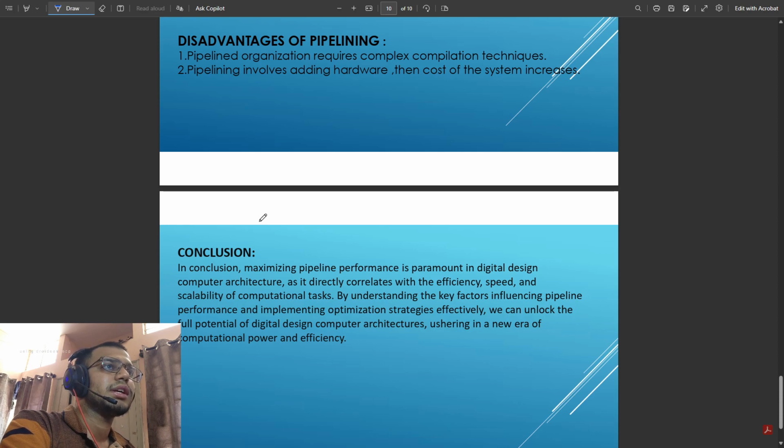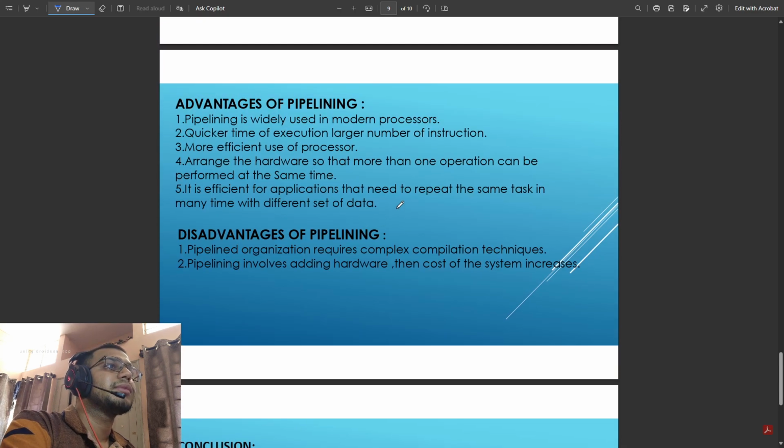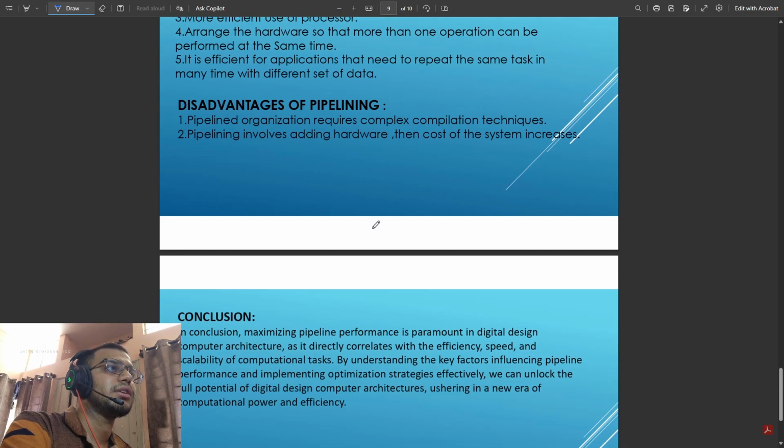So finally, we come to the conclusion. In conclusion, maximizing pipeline performance is paramount in digital design and computer architecture, as it directly correlates with the efficiency, speed, and scalability of computational tasks. By understanding the key factors influencing pipeline performance and implementing optimization strategies effectively, we can unlock the full potential of digital design and computer architecture, ushering in a new era of computational power and efficiency.